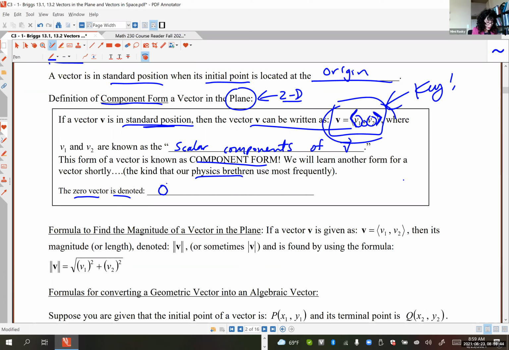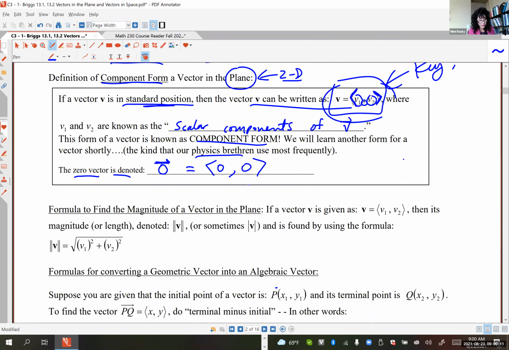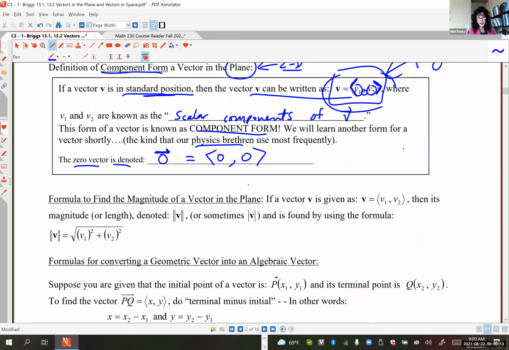We denote it with the number 0 with a little arrow on top. That's to distinguish it from the scalar 0. Those are two different things. The vector 0 looks like that. If you're going to denote the zero vector in component form, you'll use those angular brackets and then put 0, 0, because the scalar components for the zero vector are zeros. Yep. Now, what do you think is the magnitude of the zero vector? And what would it even look like?